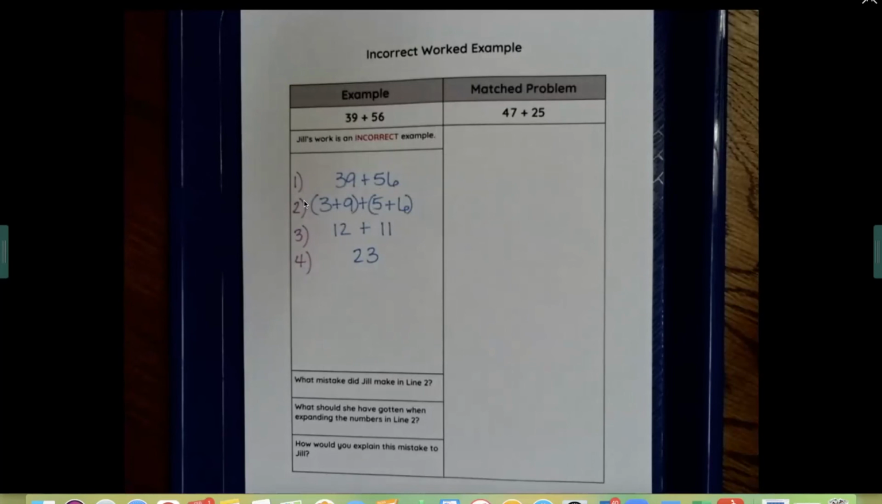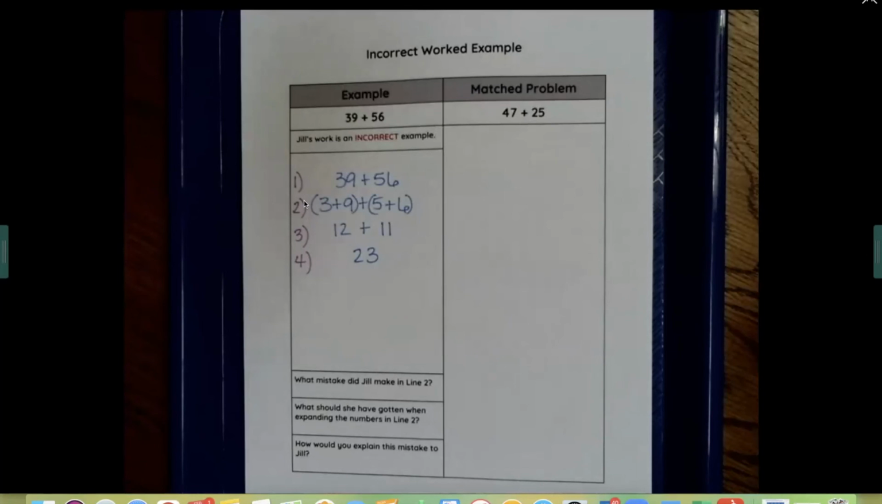And then, of course, that's what my questions are. I'm going to lead them to finding what mistake did Jill make in line 2. And hopefully they would be able to tell me that that 3 should have been a 30 and that 5 should have been a 50. And then what should she have gotten when expanding the numbers in line 2? Then I would want them to tell me or show me what she should have put there. And then how would you explain that to Jill?